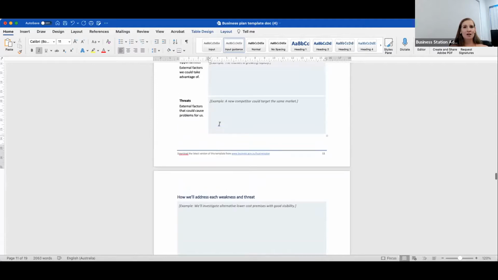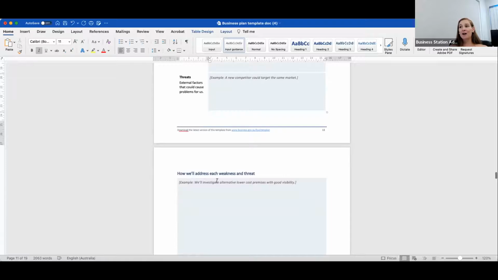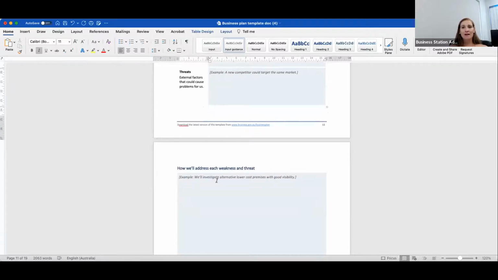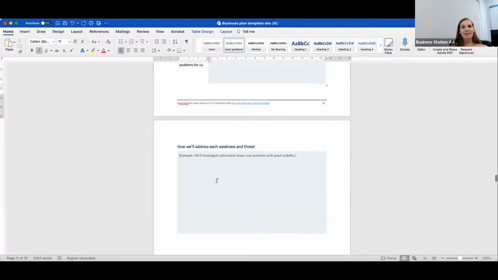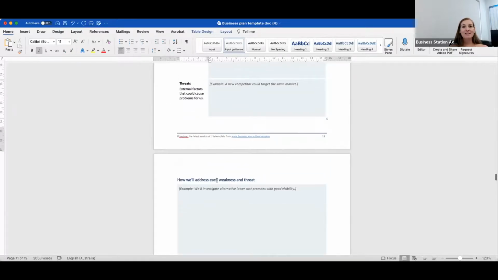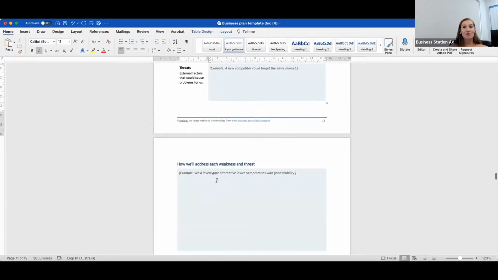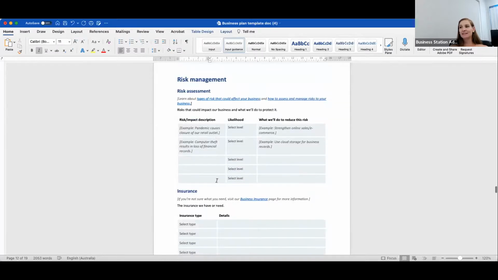Then here you're turning your SWOT into action and you identify how you're going to address each weakness and threat. I would also consider how you're going to exploit the opportunities that you've listed, and you're utilizing your strengths to do so. Risk management, this should be comprehensive.